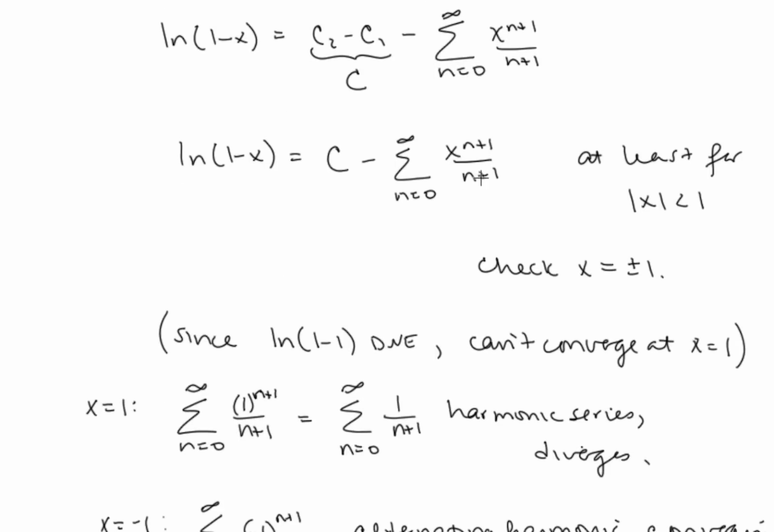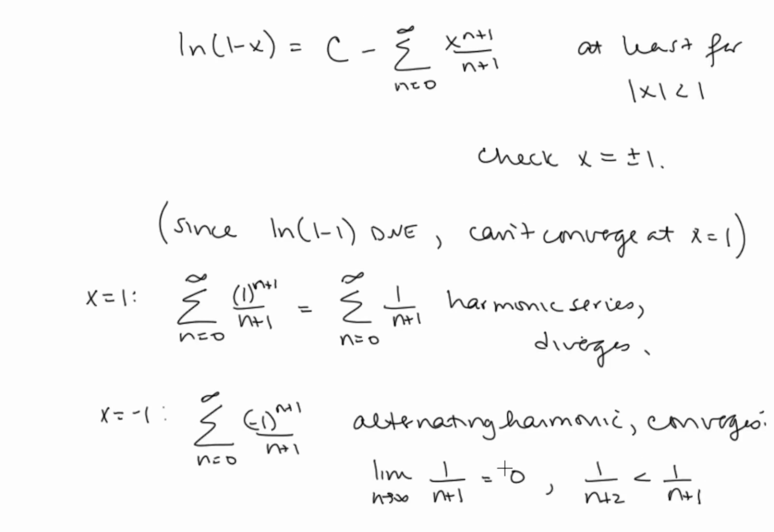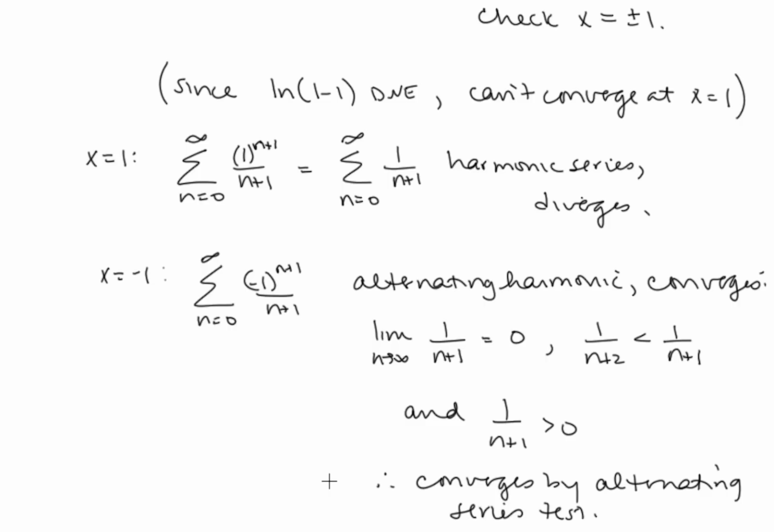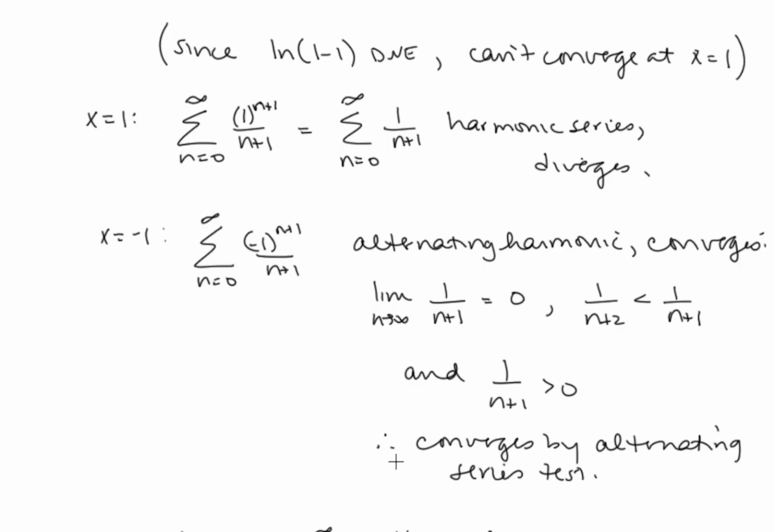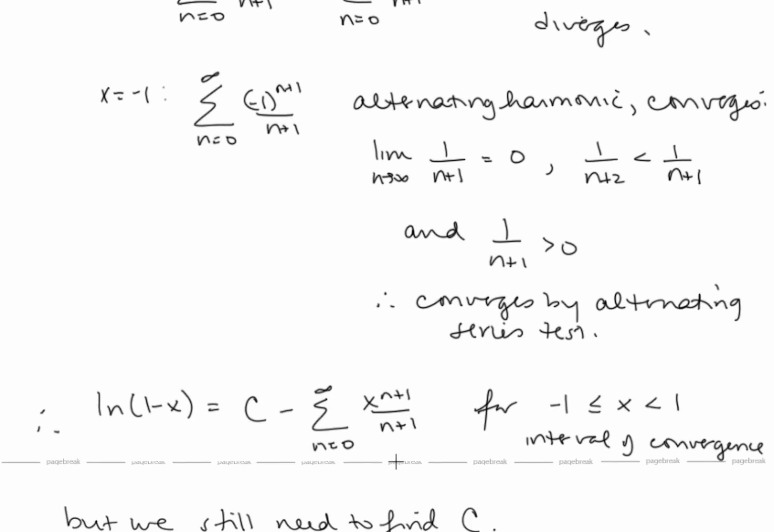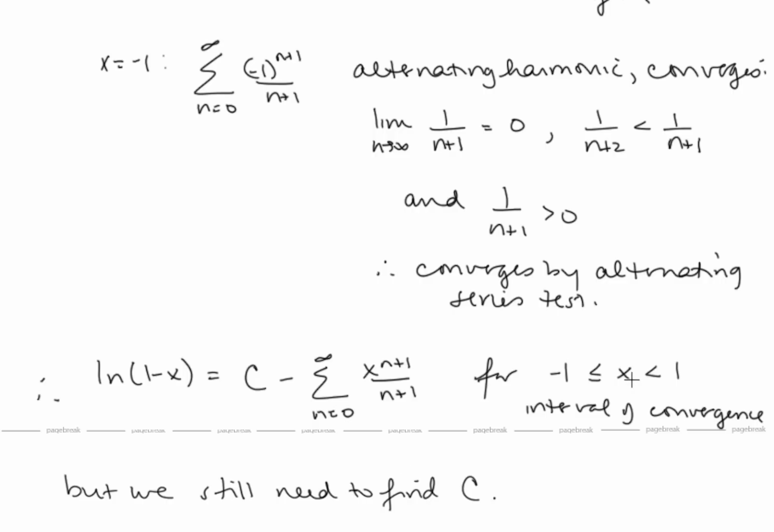But we can check by looking at the series. That would give us, for x equals 1, 1 to the n plus 1 over n plus 1, which is 1 over n plus 1. Starting at 0, this is exactly the harmonic series, and this diverges. For x equals negative 1, we have the alternating harmonic series, and by the alternating series test, this converges. So for this series, our interval of convergence includes x equals negative 1.